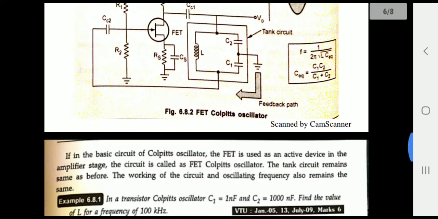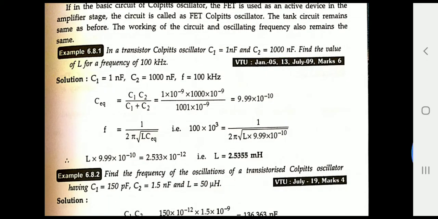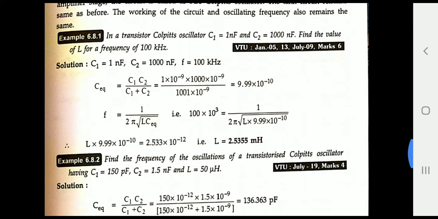Now we will focus on one problem based on the Colpitts oscillator. So look at the problem here. In a transistor Colpitts oscillator, C1 is 1 nanofarad and C2 is 1000 nanofarad. Find the value of L for the frequency of 100 kilohertz. So here all the values are given.